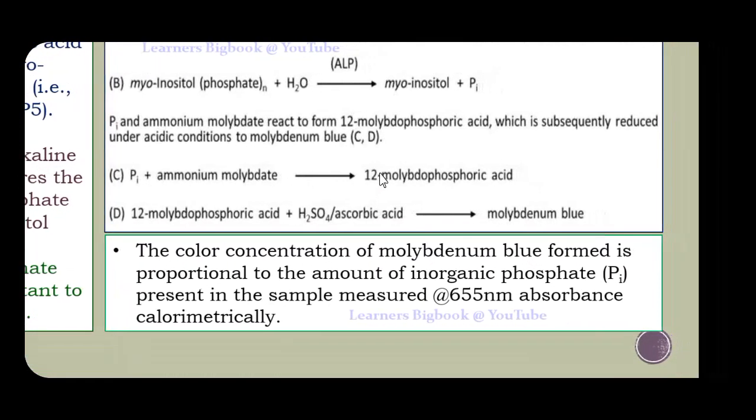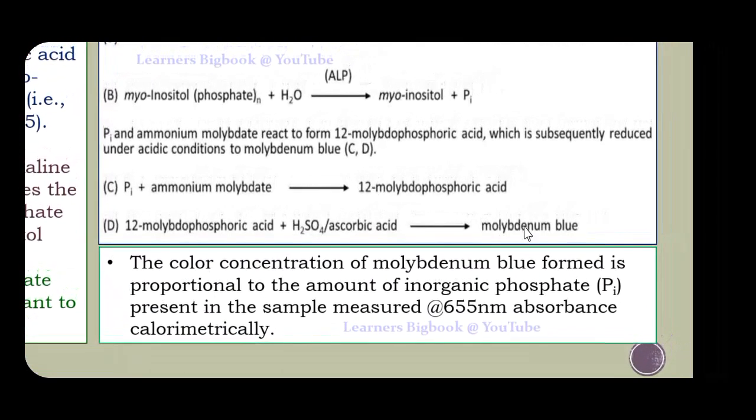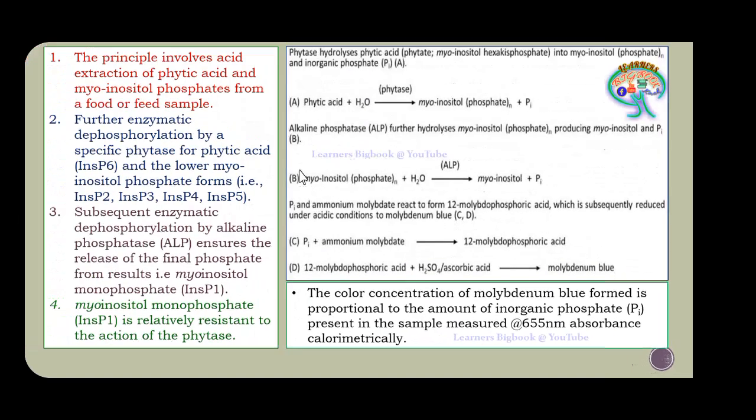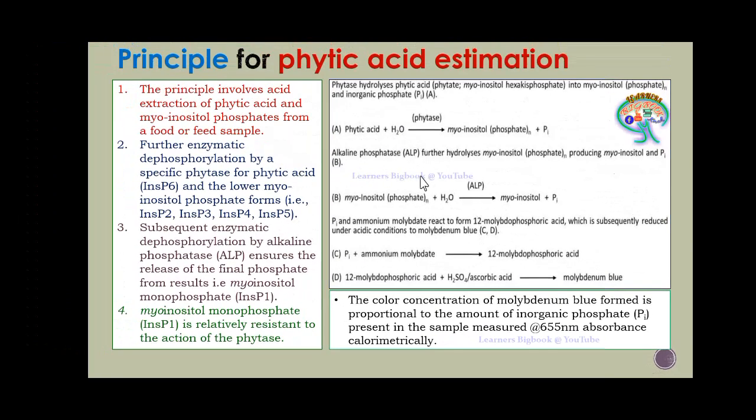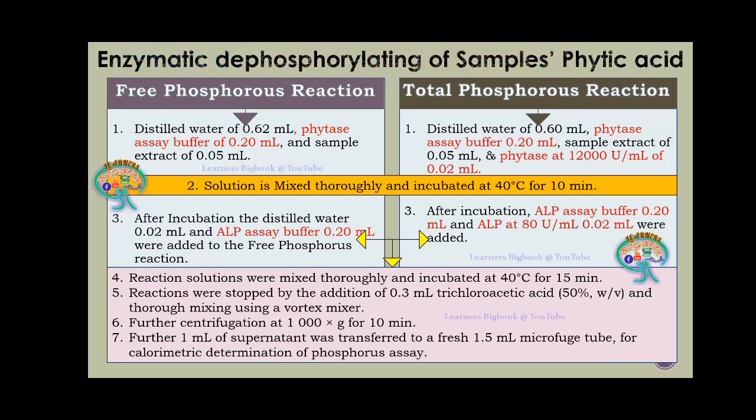Now this is how the reaction flows. Further, after the formation of the molybdenum blue, the color concentration of the molybdenum blue formed is proportional to the amount of the inorganic phosphate present within this sample, that is the phytic acid sample, where it will be measured at 655 nanometer absorbance colorimetrically. So this is the principle, where it is exactly mentioned what reaction is going to happen, how the reaction is going to happen, and what will be the results.